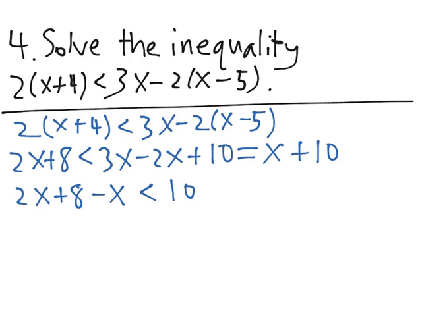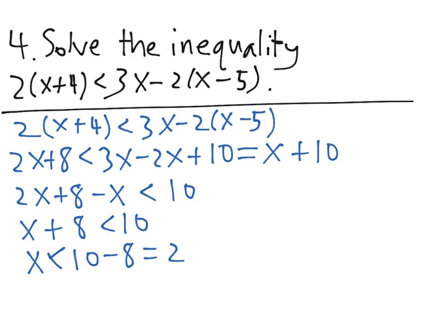Now on the left side, 2x minus x is just x. So x plus 8 is less than 10. Subtracting 8 from both sides of the equation, we find that x is less than 10 minus 8, which is equal to 2. So x is less than 2.